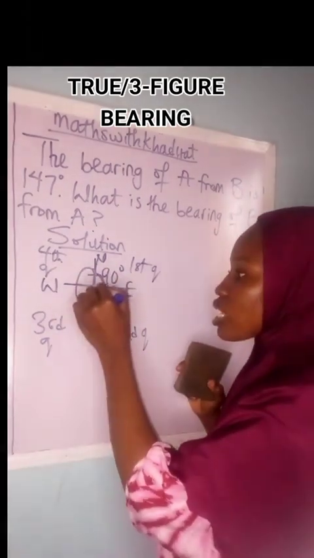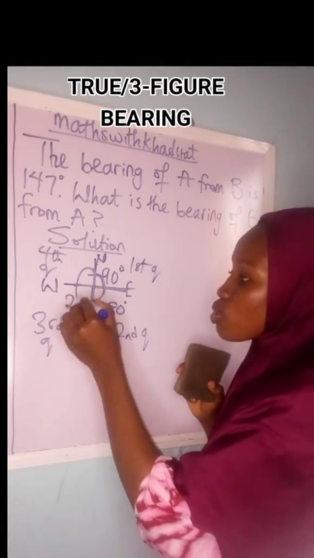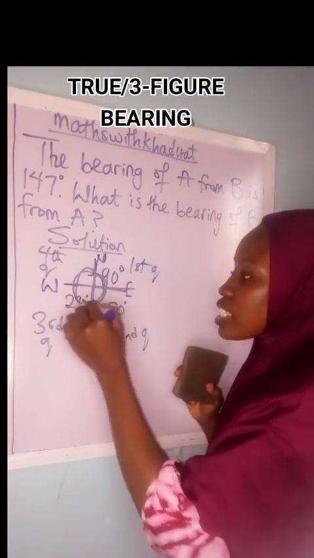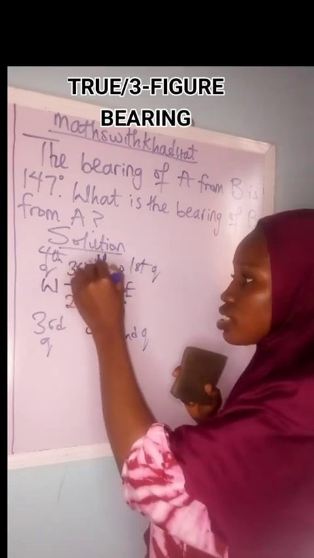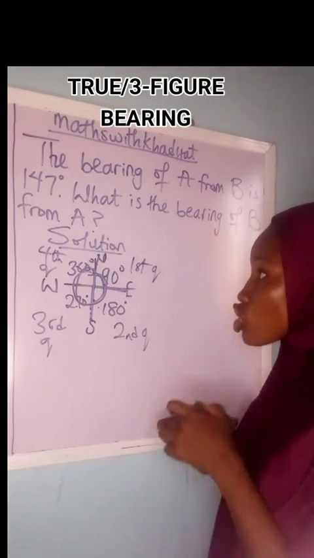Okay, so now this angle is also giving us the 90 degrees. 180 plus 90, that's 270 degrees. And counting from here to here, 90, 90, 90, 90, so here is 360 degrees. If you know this, then you don't have much trouble.